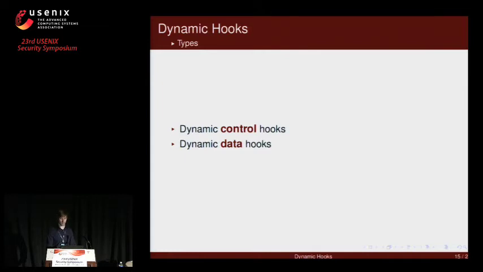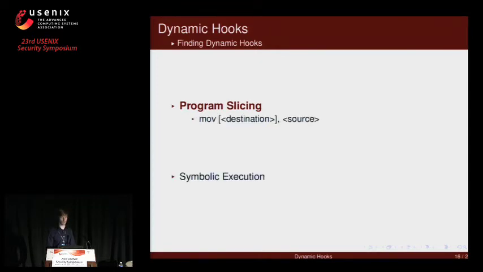To find dynamic hooks, we implemented a prototype that leverages a two-stage approach. First of all, we want to find any path that could potentially be used for a dynamic hook. For this purpose, we use program slicing. Essentially, what we are going to do is extract every 8-byte move instruction from the binary, and we try to understand where the source and the destination values that are used in the move originate from.